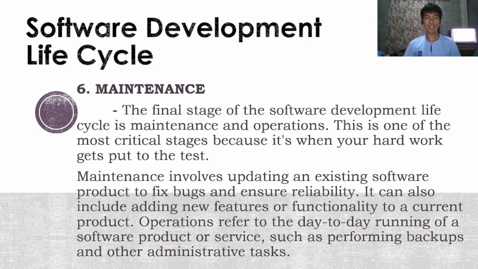Number 6, maintenance. The final stage of the software development life cycle is maintenance and operations. This is one of the most critical stages because it's when your hard work gets put to the test. Maintenance involves updating an existing software product to fix bugs and ensure reliability. It can also include adding new features or functionality to a current product. Operations refer to the day-to-day running of a software product or service, such as performing backups and other administrative tasks.